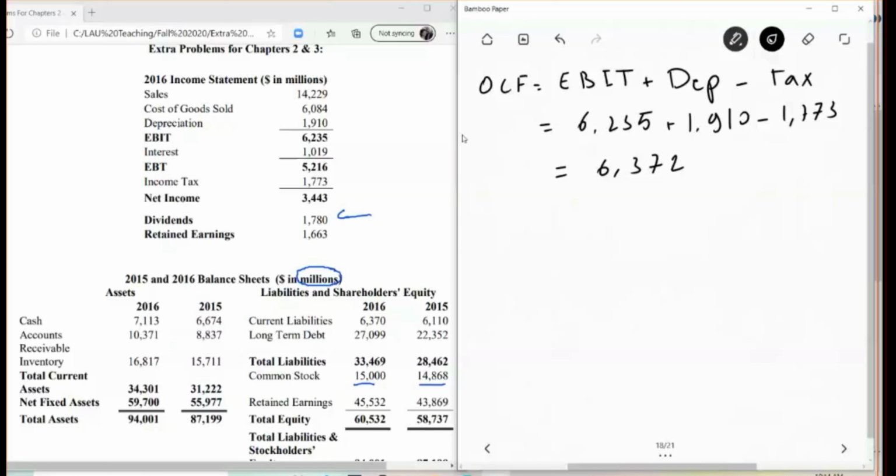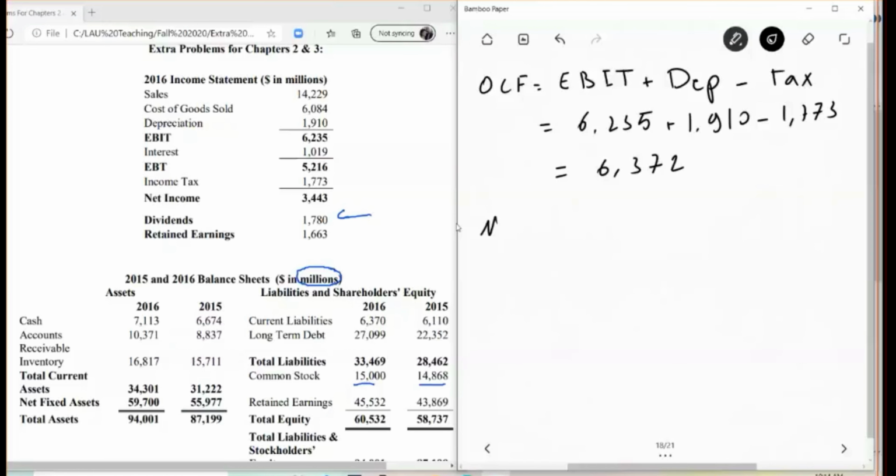Now the firm is going to use part of this $6 billion in its new investments. However, as we're going to see, the firm will need much more than the $6 billion, and that's why the firm had to raise some new debt from its creditors, from its long-term creditors.